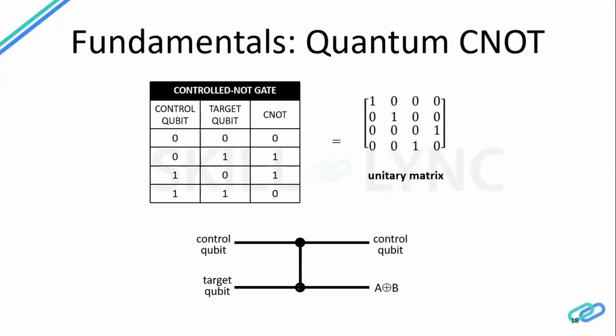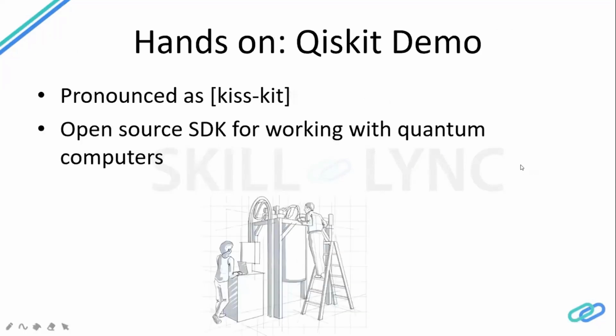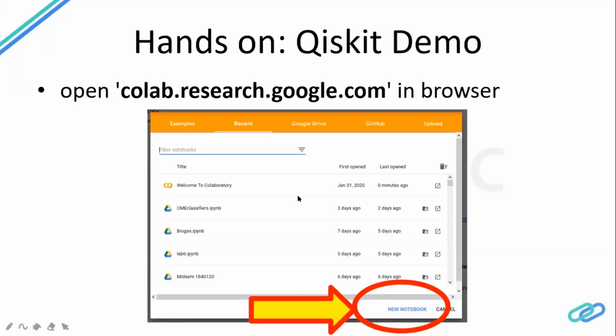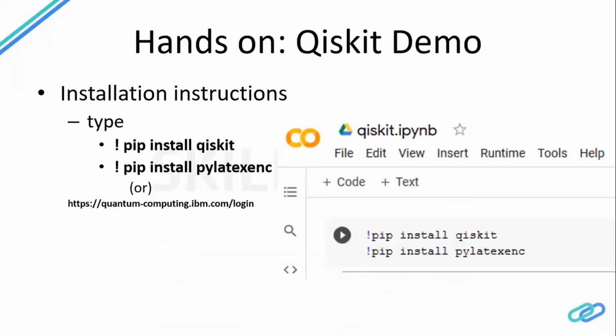It's really interesting. To work on the hands-on, I request you guys to open any browser, and we are going to use a free, open source quantum simulator called Qiskit. It's an open source SDK for working with quantum computers. Open colab.research.google.com in your browser and click new notebook. Once the new notebook is open, you will have a screen which looks similar to it.